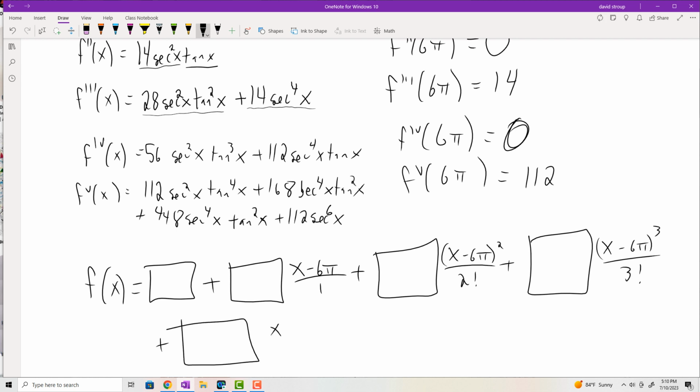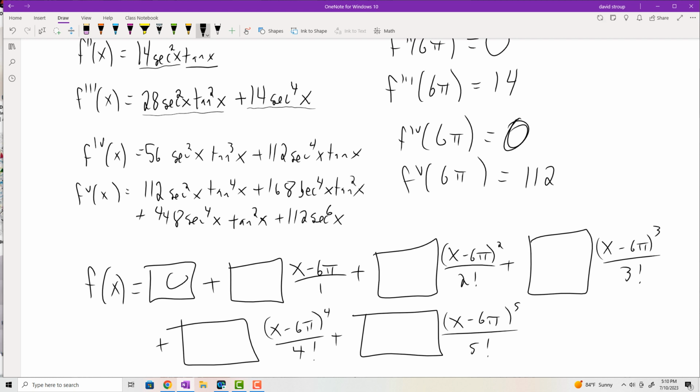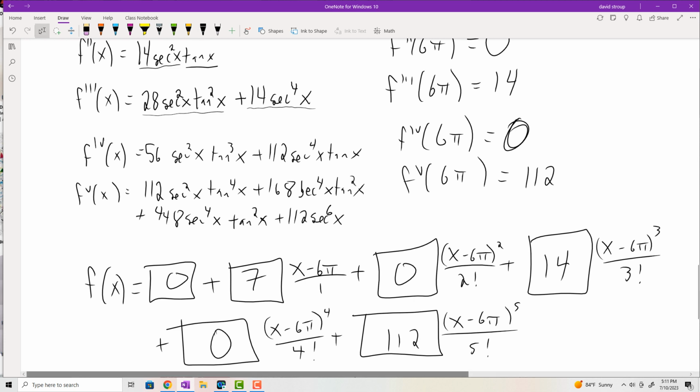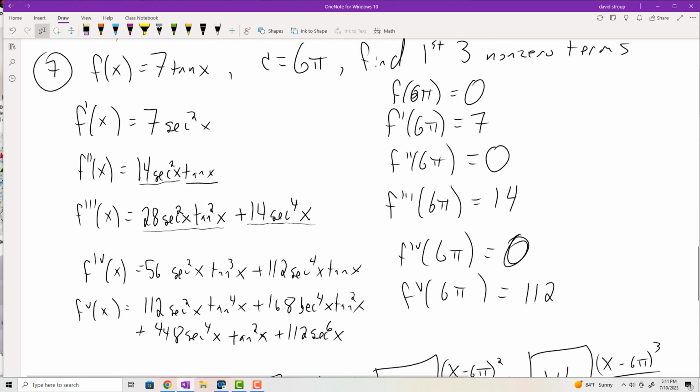I don't know why I'm making my boxes so big. Sometimes you do. Sometimes the numbers snowball on you when you got half these crazy blanks. Okay, so that should be enough. So what do we got? 0, 7, 0, 14, then 0 again, and then 112. And that should do it. You got to simplify it and then put it into your WebAssign.